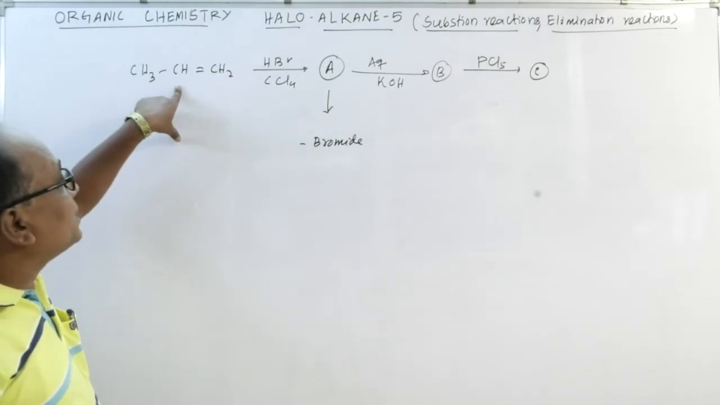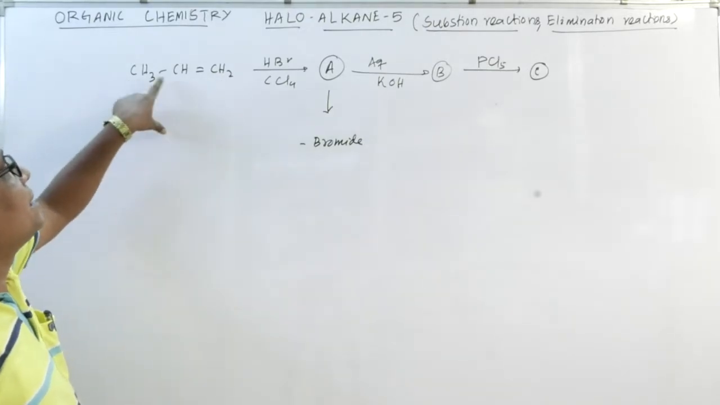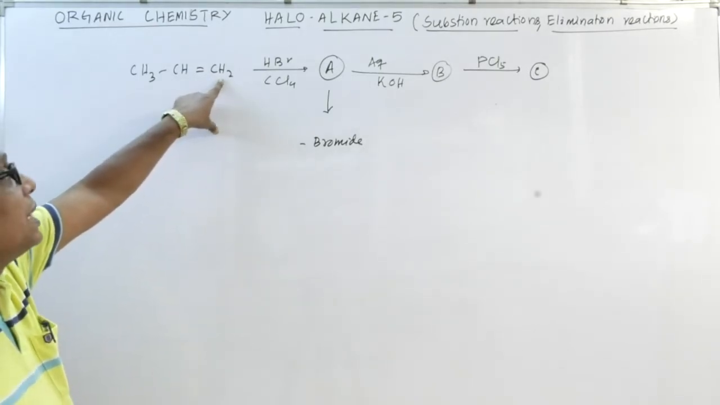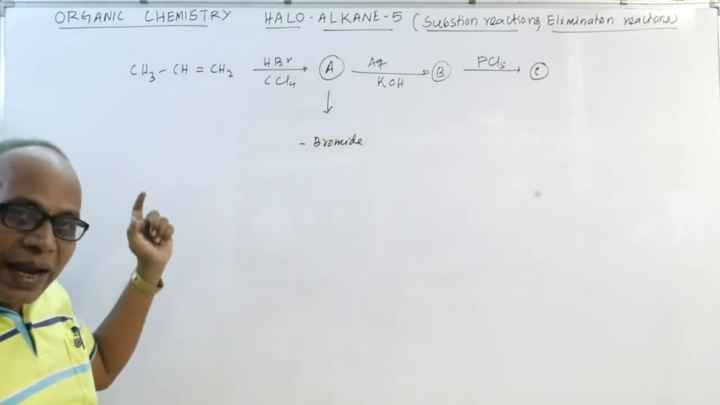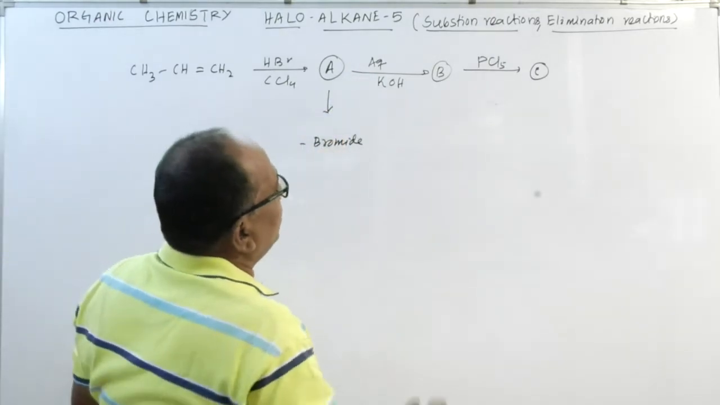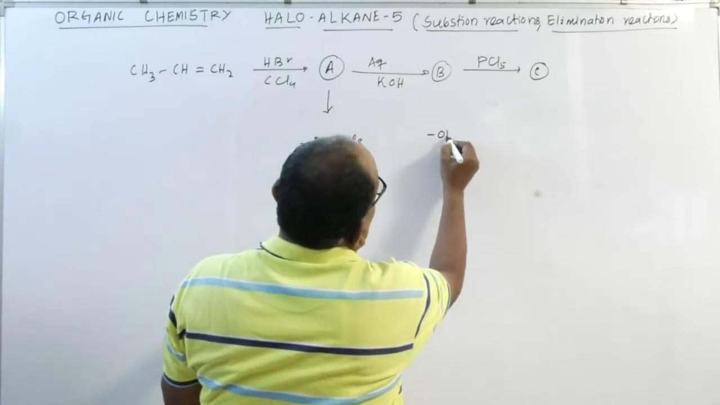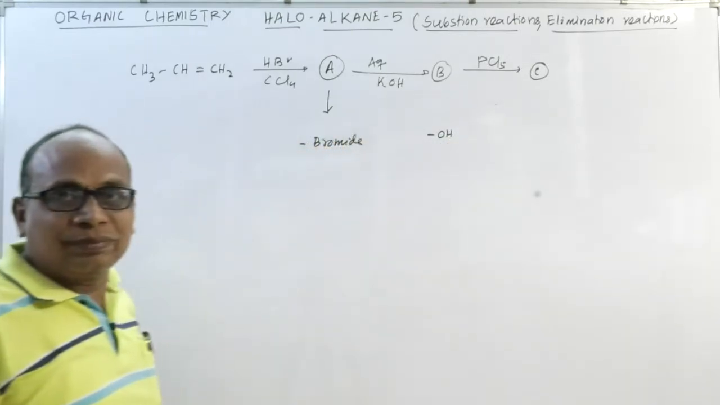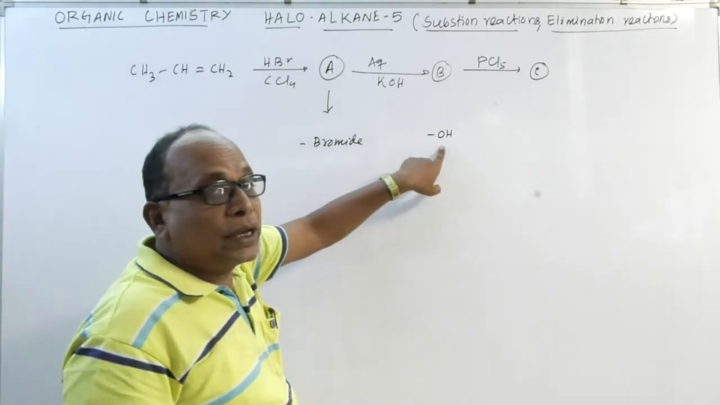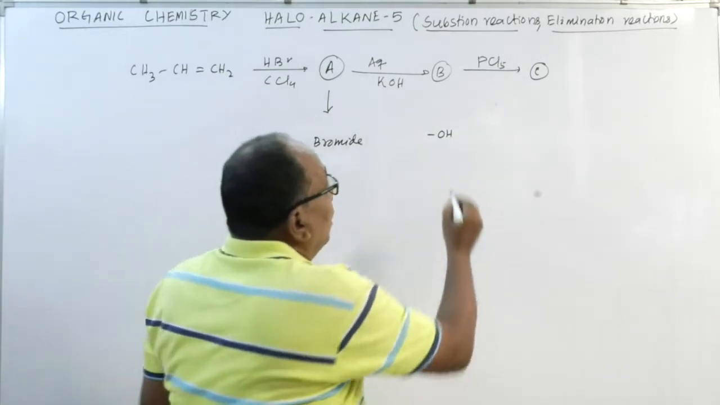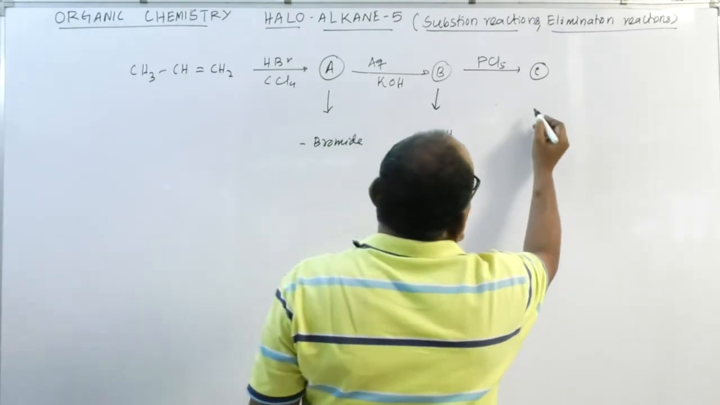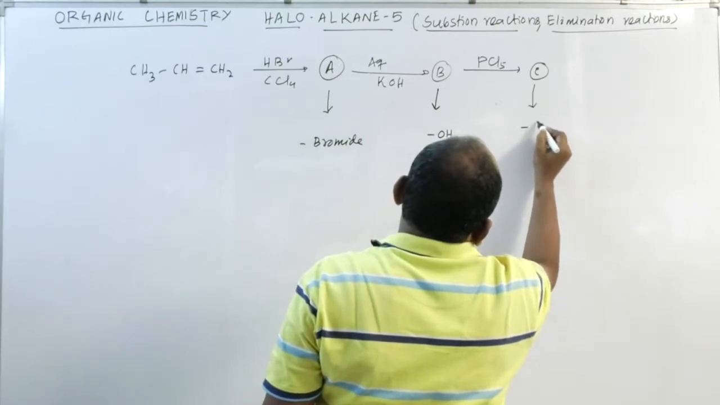Because Br goes this side, H this side, it gives CH3-CHBr-CH3. This is some bromide. You can write what this bromide is. When this bromide is treated with aqueous KOH, it gives you the OH group. Means the double bond converts to bromide, and the bromide converts to the OH group. Or when this is treated with PCl5, the OH becomes Cl.